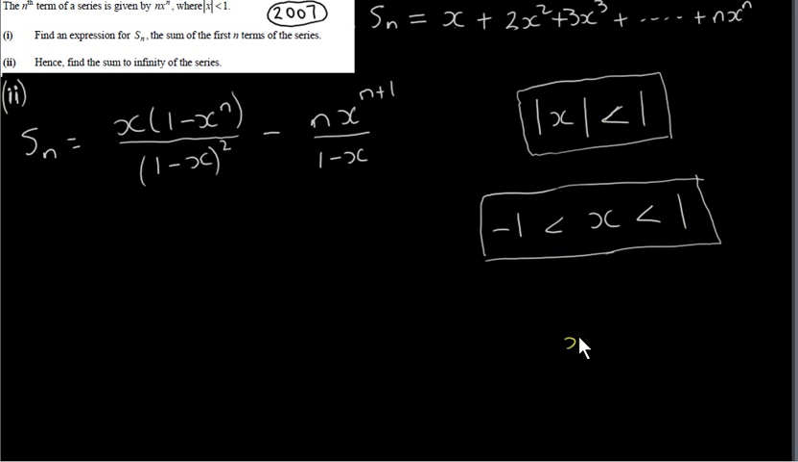So if you ever see something like this, mod x less than a, it means that x lies between -a and +a. Of course, a has to be a positive number. The modulus or absolute value of x is positive, and if it's less than a, clearly a has to be positive.